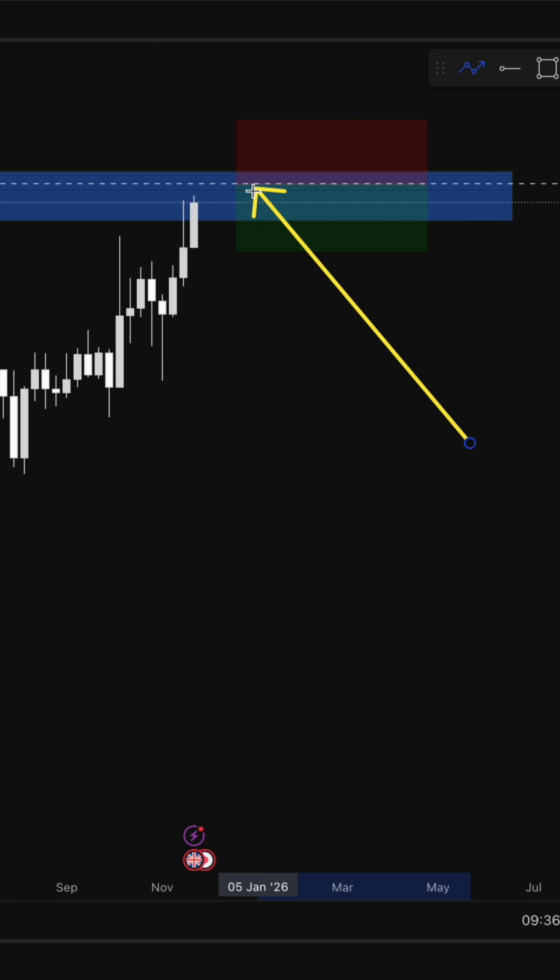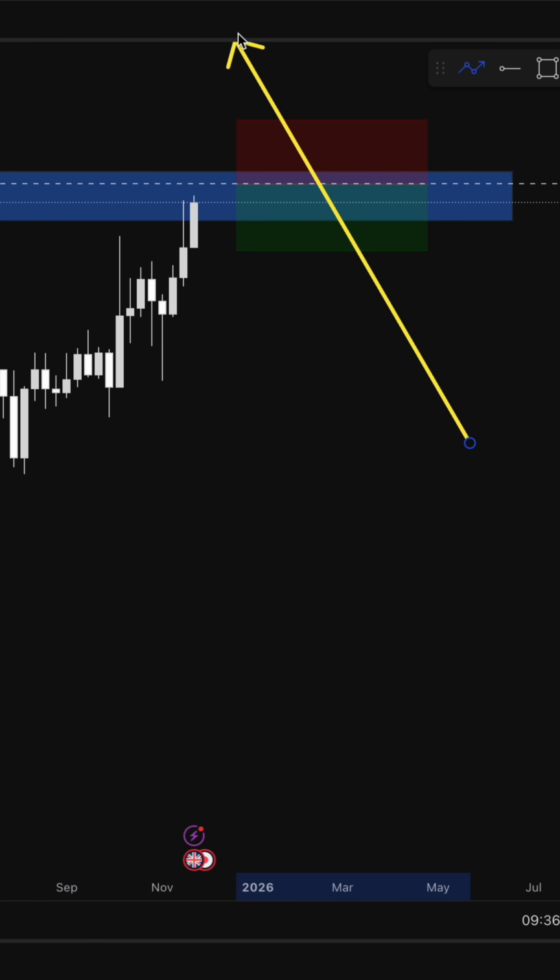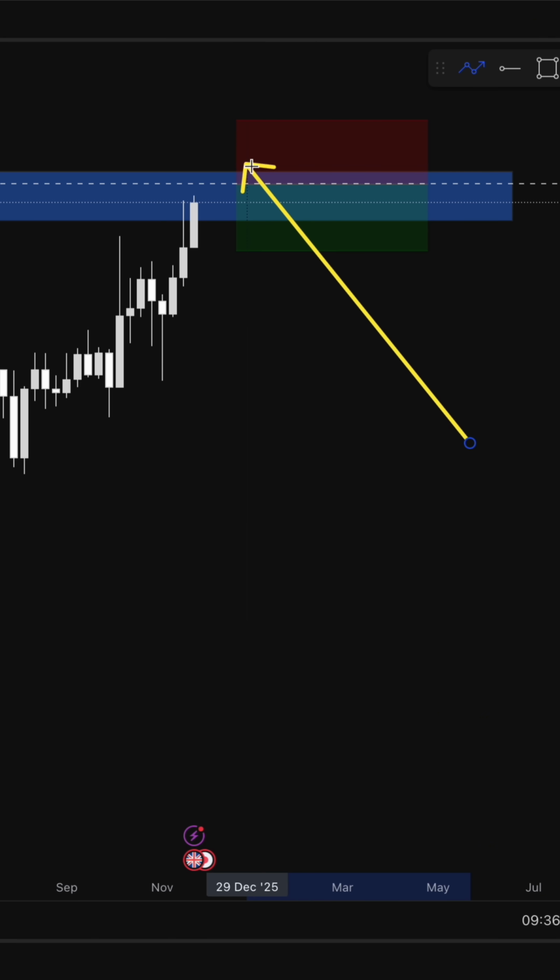The entry is going to be somewhere around this resistance zone. There's going to be a stop loss just above, not too close, but not too far either. Just far enough above the zone that if we get a little bit of a wick past it, it's not going to stop me out. And you'll see I have a target at a 1-to-1 risk reward ratio.